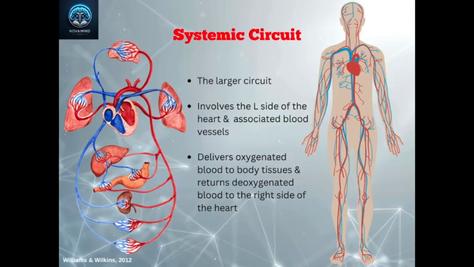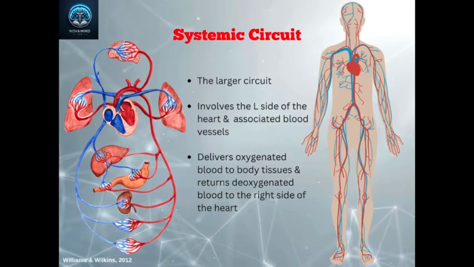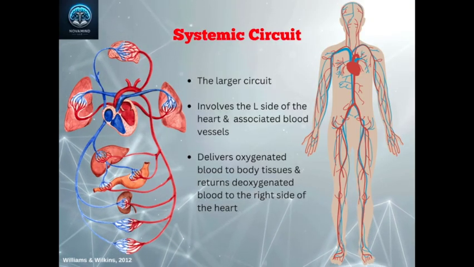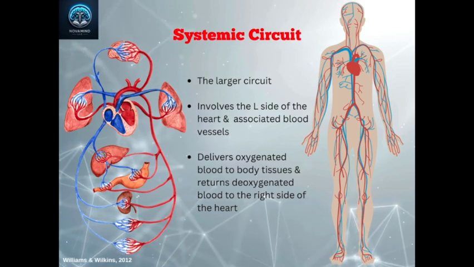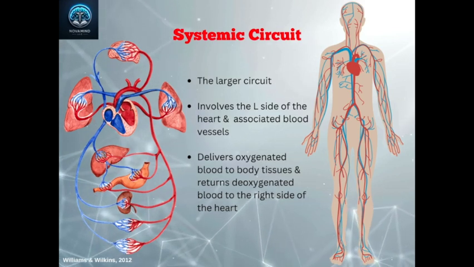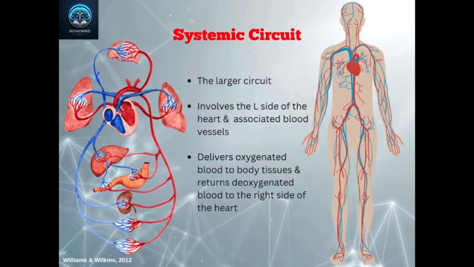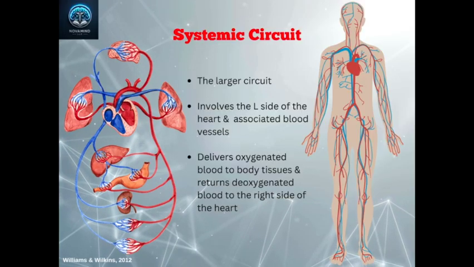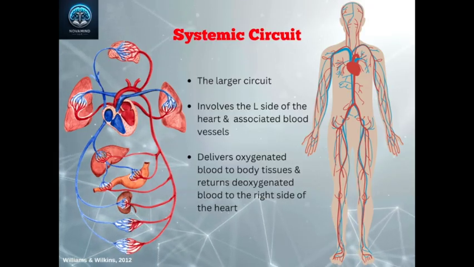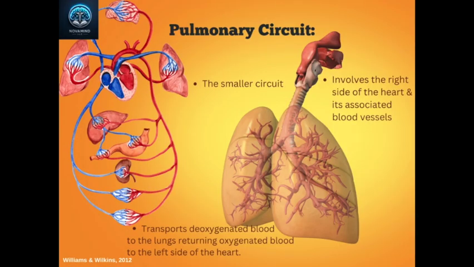The systemic circuit is the larger of the two circuits and involves the left side of the heart along with the associated blood vessels. This circuit is responsible for delivering oxygenated blood to the various tissues and organs throughout the body. After oxygen delivery, the deoxygenated blood is collected and transported back to the right side of the heart, completing the systemic circuit. The pulmonary circuit is the smaller circuit and involves the right side of the heart and the blood vessels leading to and from the lungs.